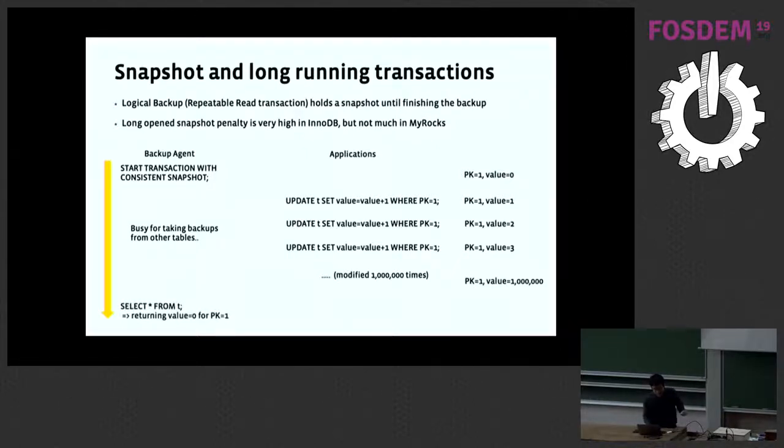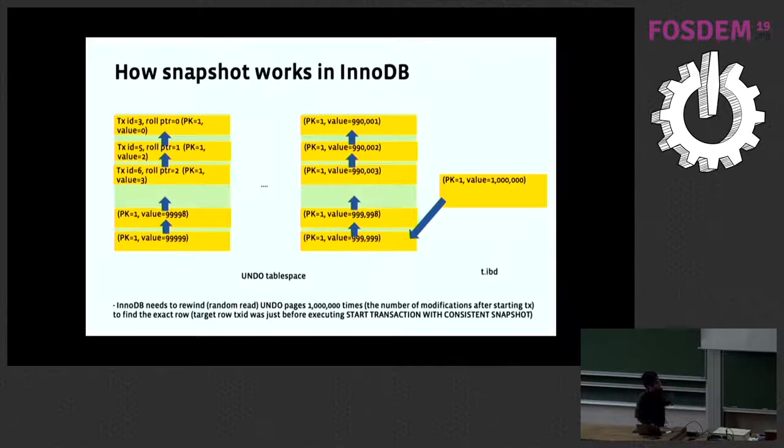But this backup client selecting from T returns value equal to zero for that primary key, because the transaction started before updating the table. So for this select statement to work, InnoDB is extremely expensive, but MyRocks is not much more expensive. So let me explain the difference. This explains how snapshots work in InnoDB.